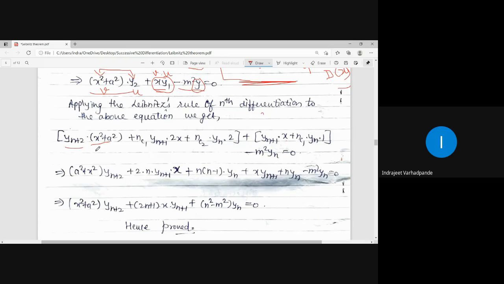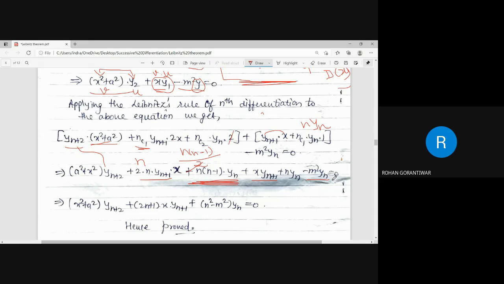So this is x square plus a square into yn plus 2. nc1 means n. So 2nx into yn plus 1. What is the meaning of nc2? n into n minus 1 upon 2 factorial. 2 factorial is 2. This 2 and this 2 cancel. So what remains? n into n minus 1 into yn. Clear? This is x into yn plus 1. nc1 is n, so n yn, this remains as it is. Minus m square yn is equal to 0.